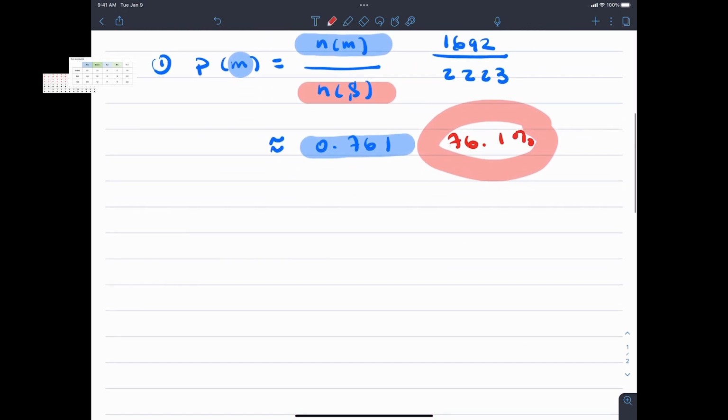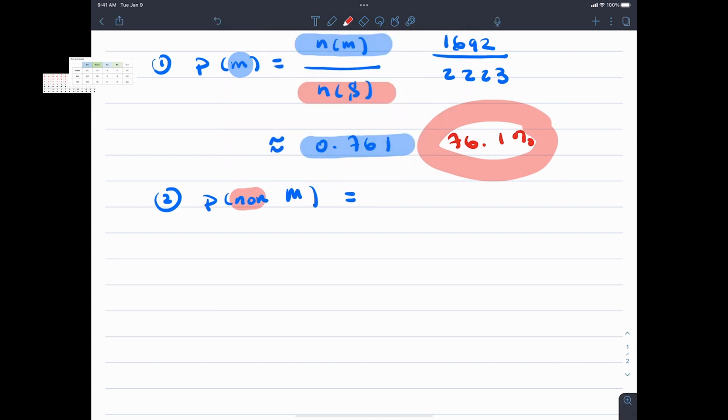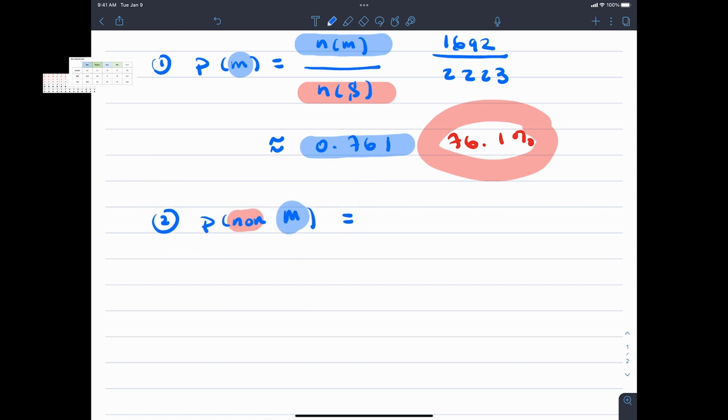Now, question number 2 here is the complement of being a man. This is non-men, okay? So I always highlight the non, the event is a man. Yesterday, you learned about the complement. So this is the number of non-men out of the total in the sample space, okay?